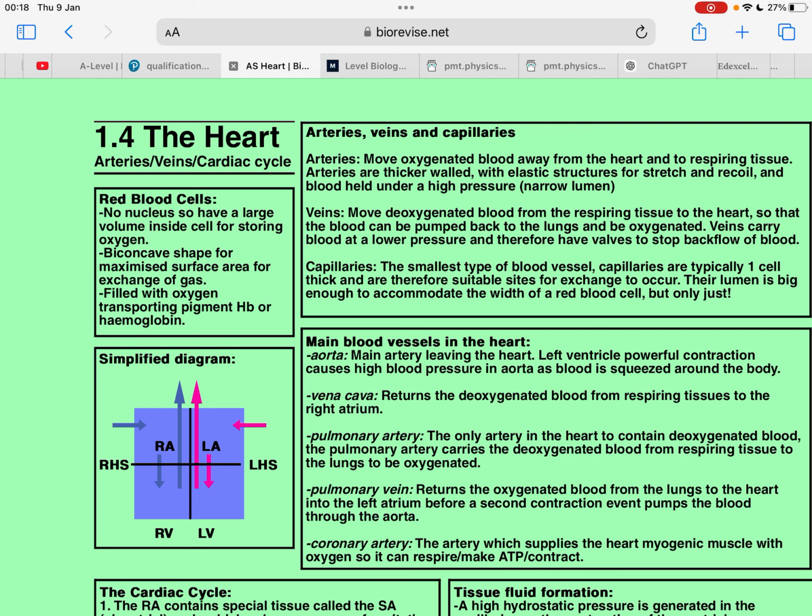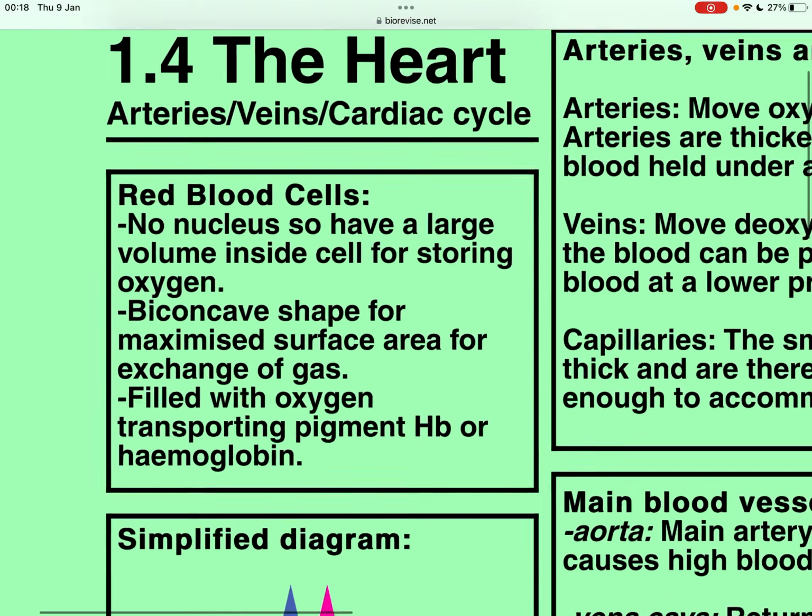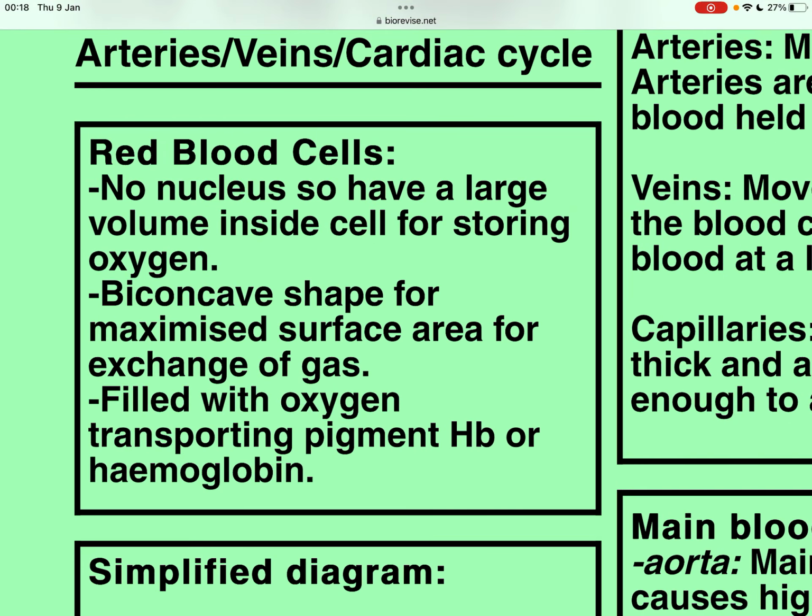Capillaries, the smallest type of blood vessels, are typically one cell thick and therefore are suitable sites for exchange to occur. Their lumen is big enough to accommodate the width of a red blood cell, but only just. Do you know what a red blood cell is? The red blood cell is basically the one that carries the oxygen. But what are the characteristics? They have no nucleus, so have a large volume inside the cell for storing oxygen. The biconcave shape maximizes surface area for exchange of gas, and the cell is filled with the oxygen transporting pigment Hb, or hemoglobin.